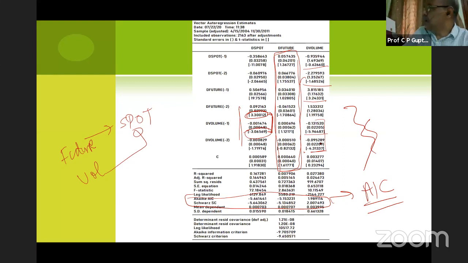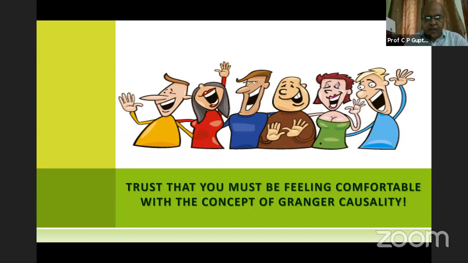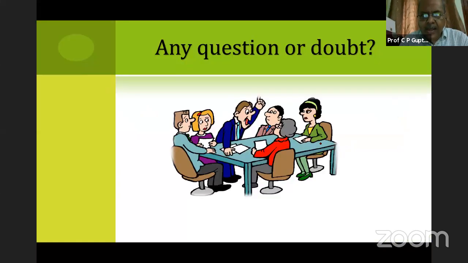Okay, right? So friends, that's all I want to discuss in this particular session. I trust that you must be feeling comfortable with the concept of Granger causality. And if you still have a question or a doubt, you're most welcome. We don't have any concept of long run and short run in the context of Granger causality, but that concept you'll find in co-integration, which you're going to discuss in the next session.